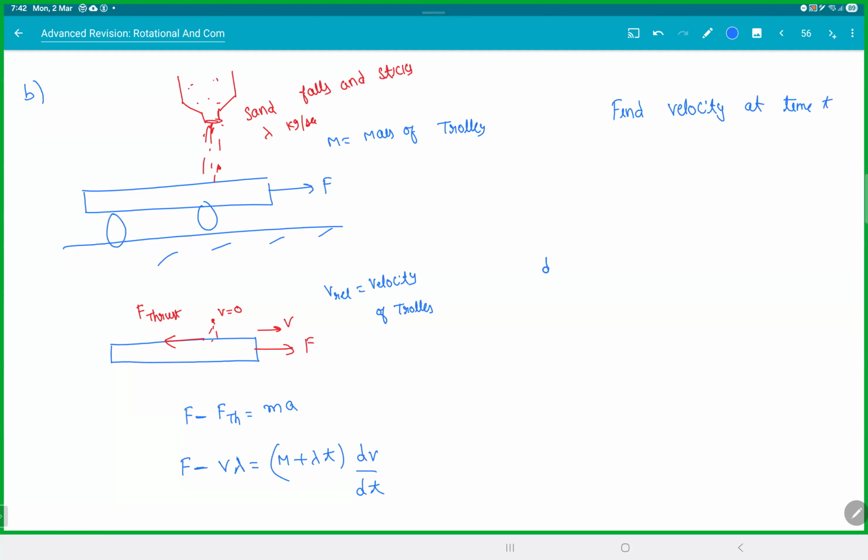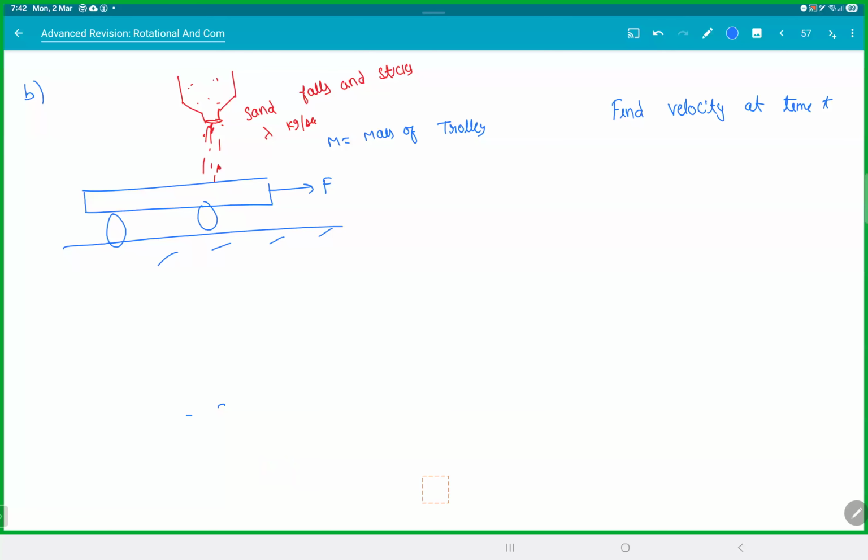And this integration will be dV by F minus V lambda integral, and dt by M plus lambda t integral, and then you will get it. There's a much better way. There's a faster way. And remember this thing, this will be useful. I'll tell you what kind of question they'll come.